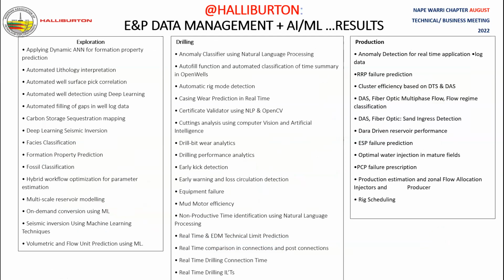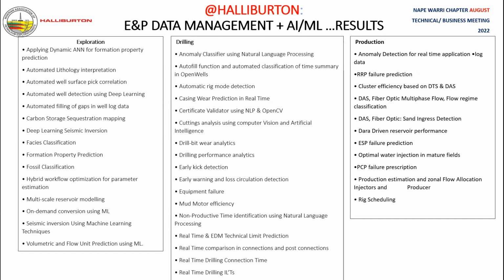So what I did here is to show you some of the things we have done with the data in Halliburton as it trends. We have, for instance, in exploration, been able to apply neural networks for formation property prediction, and we can also do automatic lithology interpretation and automated well surface pick correlation. What we do when any of this comes to us as a request is to look at your data, train your data, and then bring out a model which we work with you to agree that this is the correct thing to do, this is the correct result.